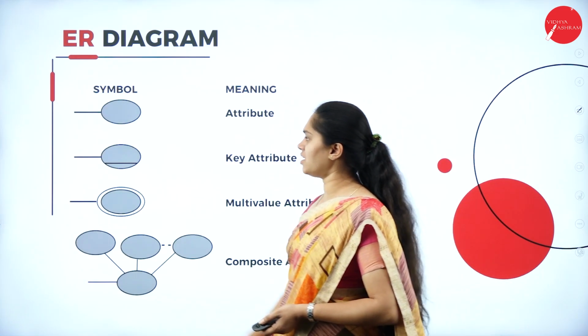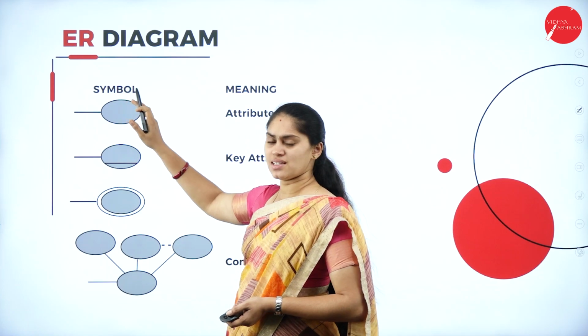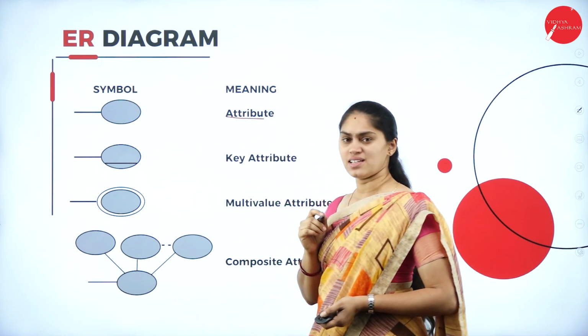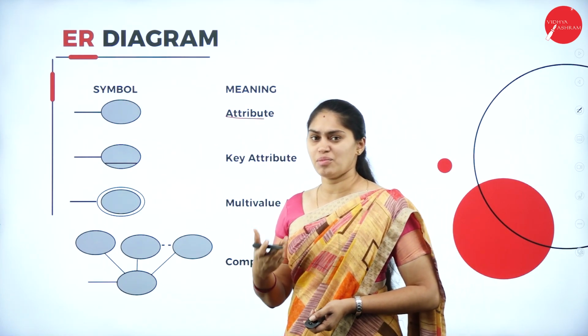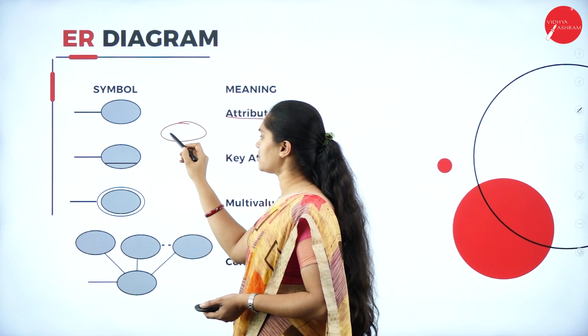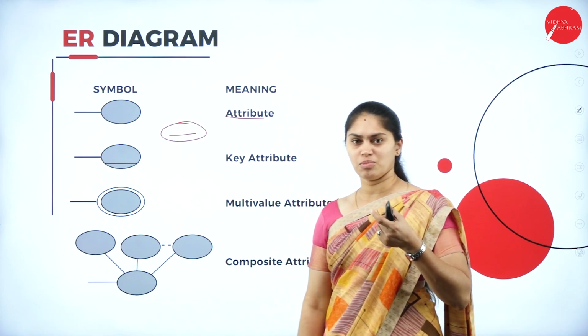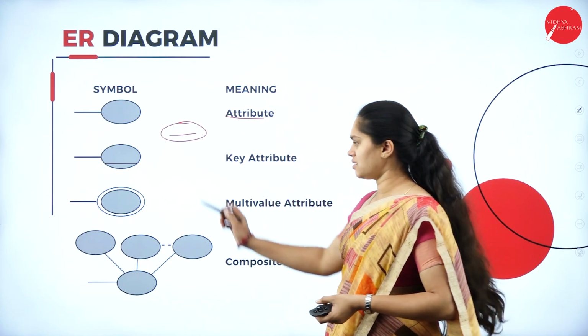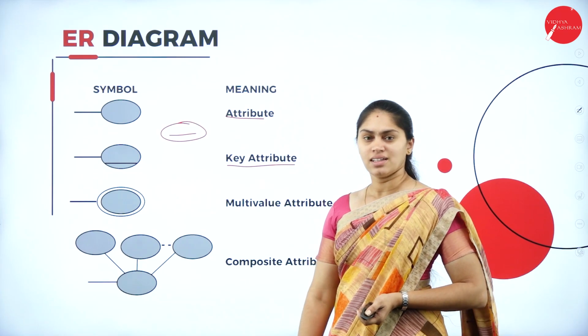Next what we have here is the ellipse, or the oval. It specifies the attribute. If it is a key attribute, if I want to find the strong relationship, then we have an ellipse with the name of an attribute underlined. Then we call that a key attribute.